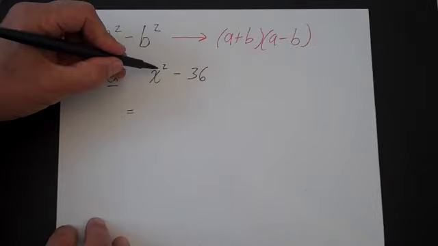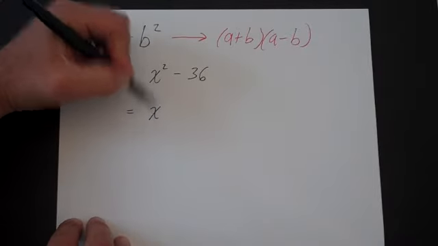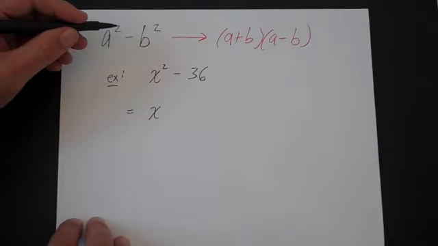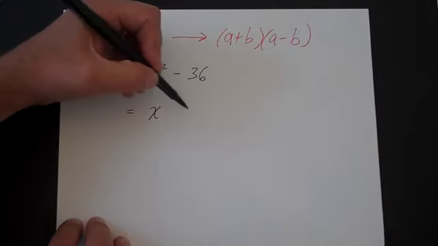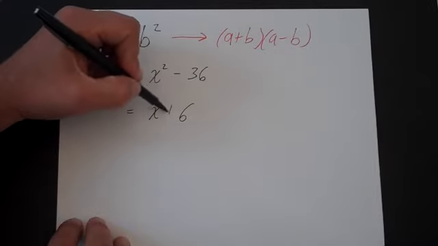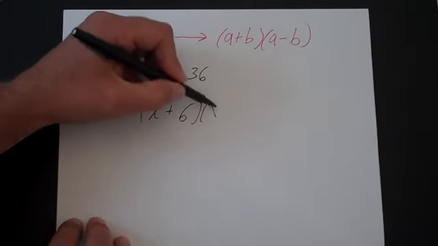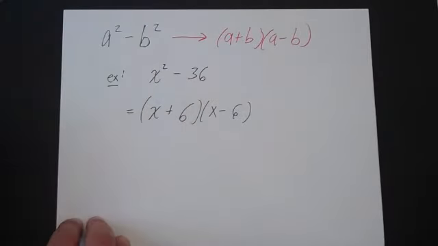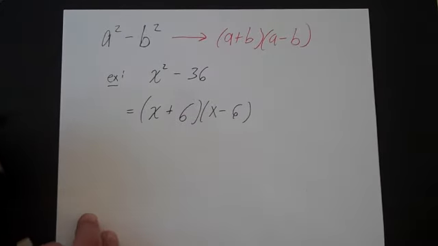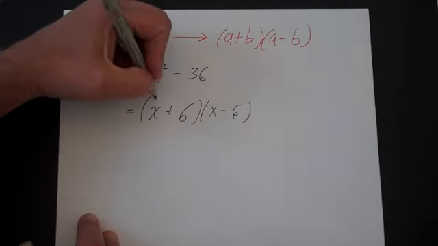x squared is a square, and the square root is x. And 36 is a square, and the square root is 6. So this will be x plus 6 and x minus 6. And if we're not sure about that, what we can do is we can turn around and FOIL it.